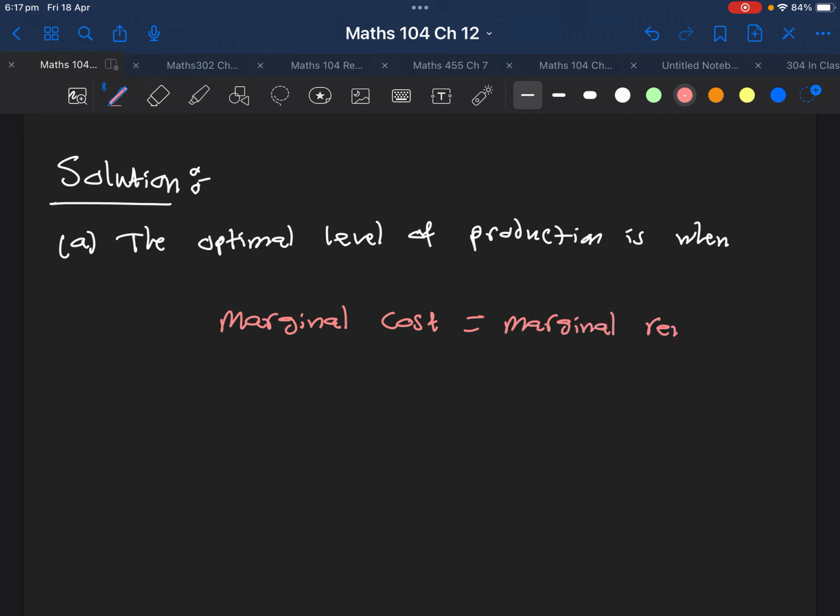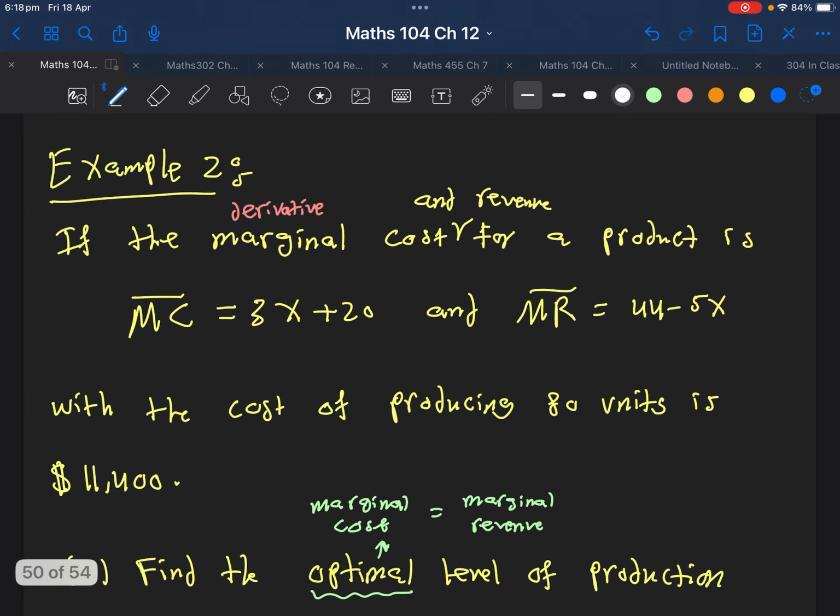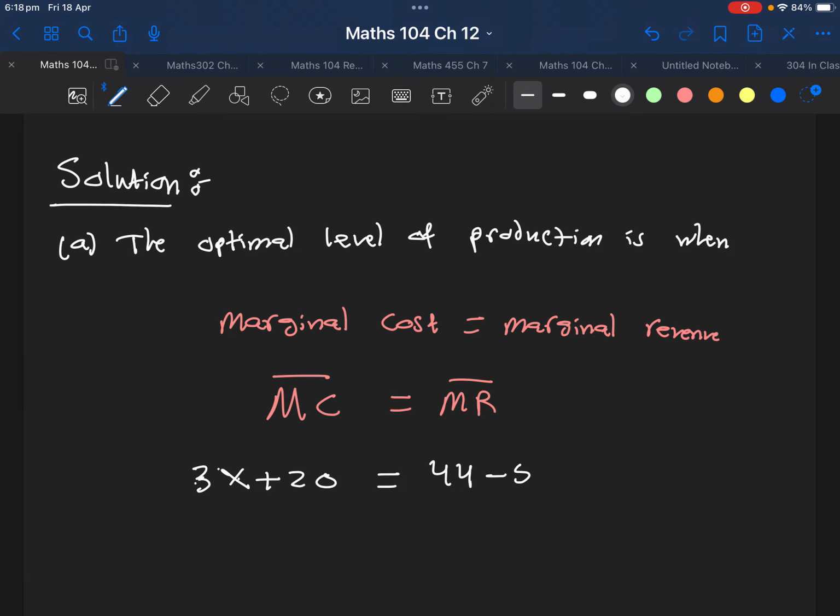Now, what is the marginal cost? Let's go back to the question. It was 3x plus 20. So here I will have 3x plus 20 equal the marginal revenue, which is 44 minus 5x. And that's exactly what we should expect to get.